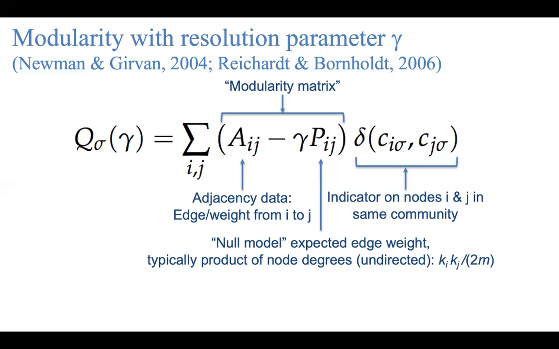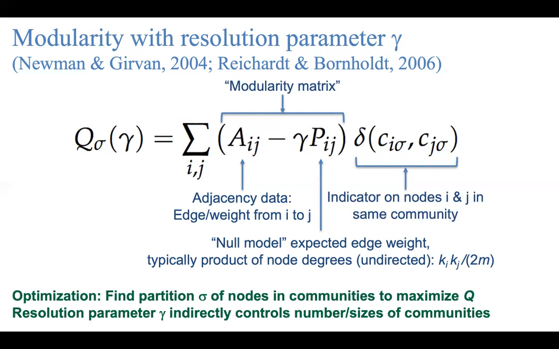So the total quality here is a sum only over node pairs that are within the same community. And the optimization problem to identify your communities is to find the partition sigma of the nodes into communities that maximizes the quality Q. And again, I mentioned the resolution parameter. This resolution parameter is going to be really the most central piece of what we talk about today.